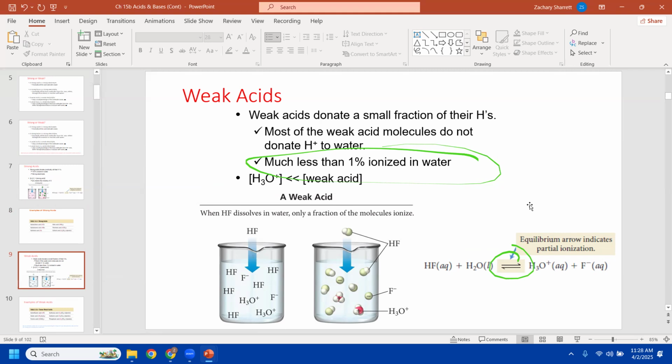Good guess, but not correct. Think about something that you might do. Very good. Ice tables. So we can make an ice table, and if we know the Ka value, we can calculate the exact concentration of H plus and F minus that's in solution.